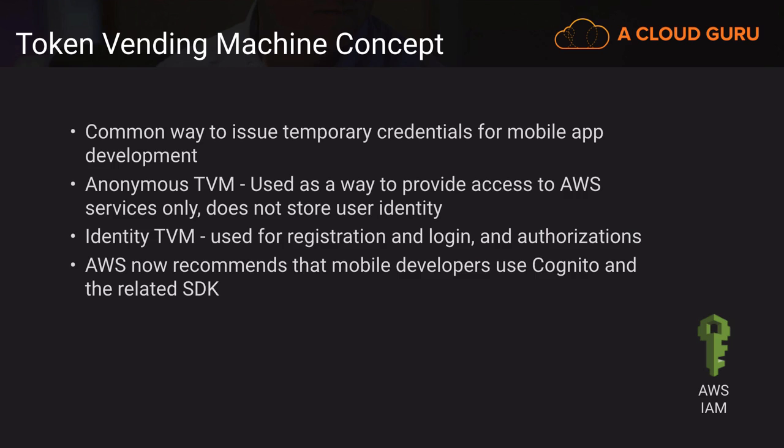Now, there's something known as a token vending machine concept, and it's a common way to issue temporary credentials for mobile application development. Now there's two typical modes. One is an anonymous mode, and that's really just used as a way to provide access to AWS services, and it doesn't really store any user identity. There's also the identity TVM, and that could be used for registration and login and keeping up with your user accounts. Now, AWS recommends that mobile developers use Cognito and the related SDK because it has all the functionality built in, and so we don't have to create a TVM concept.